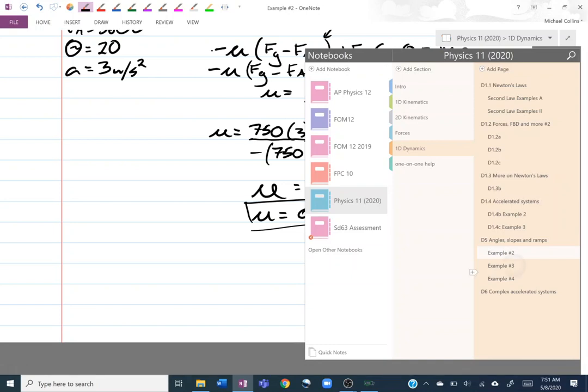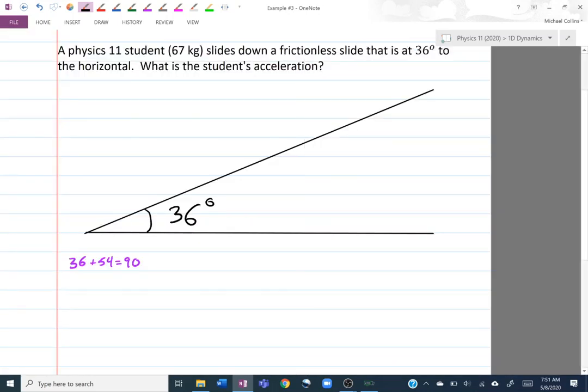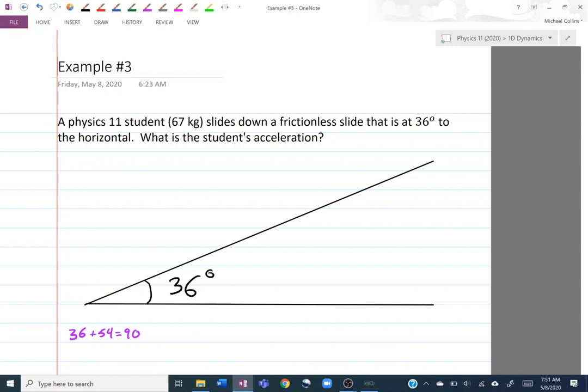We can move on. Example 3. A Physics 11 student, 67 kilograms, slides down a frictionless slide that is 36 degrees to the horizontal. What is the student's acceleration? I went ahead and I drew a little angle at about 36 degrees. It's definitely not to scale. I just liked my straight lines.